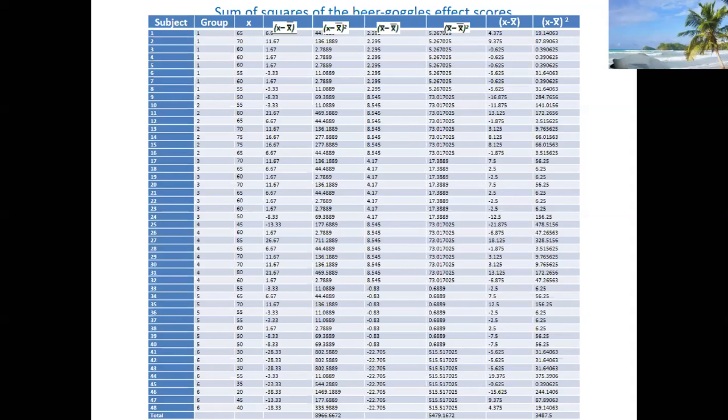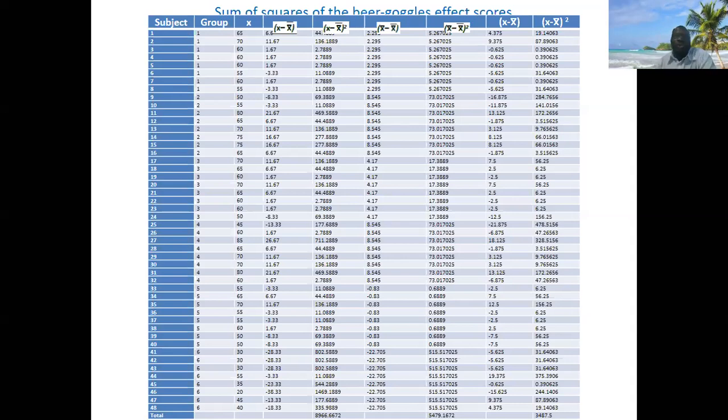By just removing the grand mean from each value, squaring it and summing it together, that would be the total sum of square, which is around 8,966.672. That's the total sum of square.